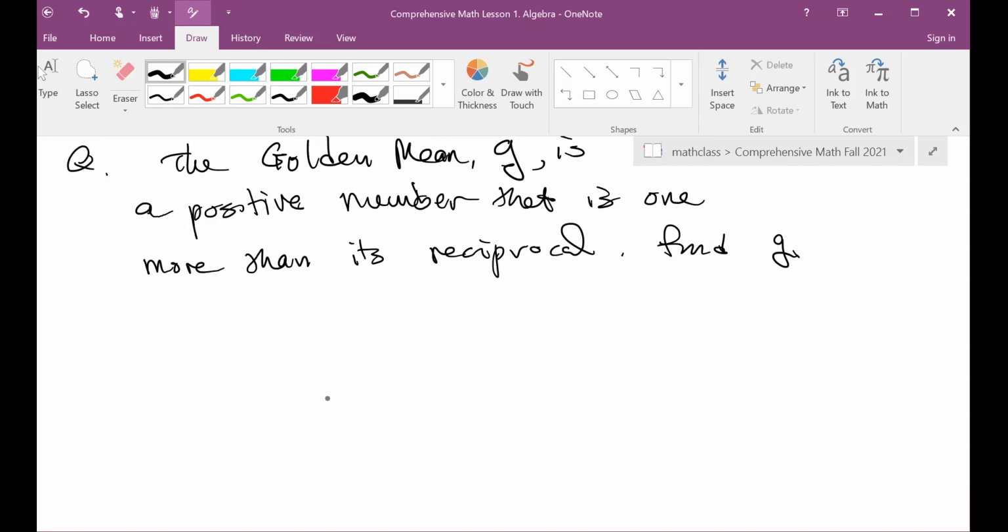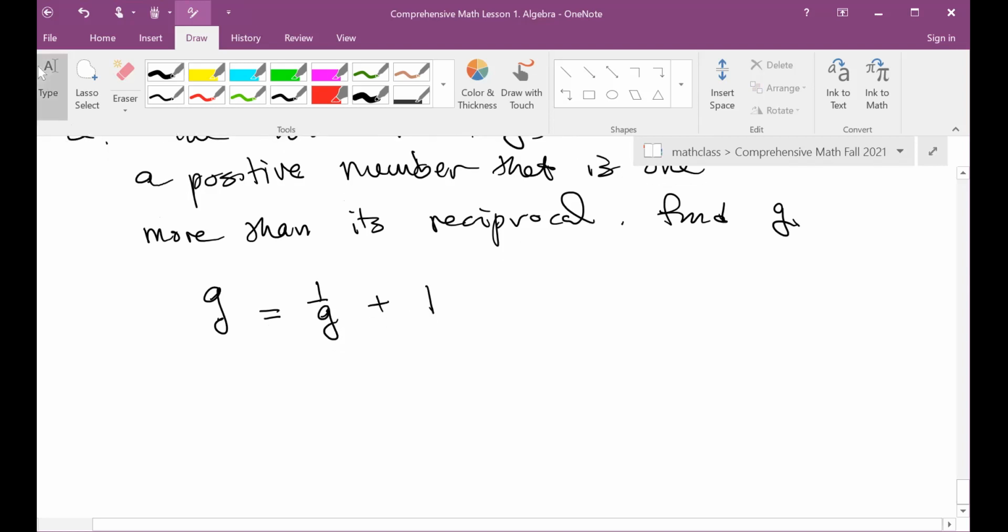Good idea. Okay, so first of all, write down the equation. G is a positive number, which is 1 more than its reciprocal, right? So you get this equation. That equation is not a quadratic equation at the very beginning, but you can change it.